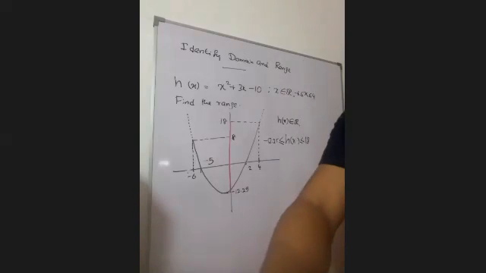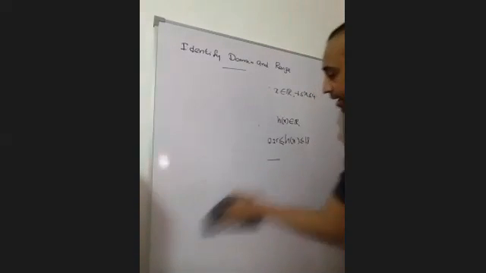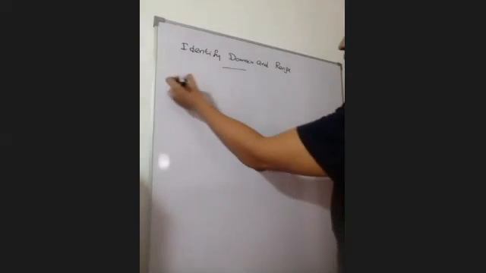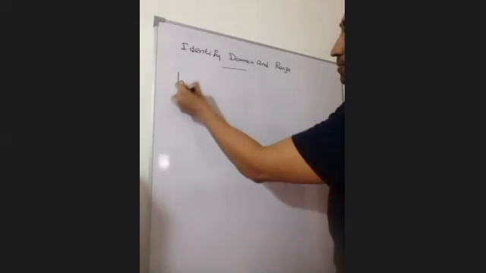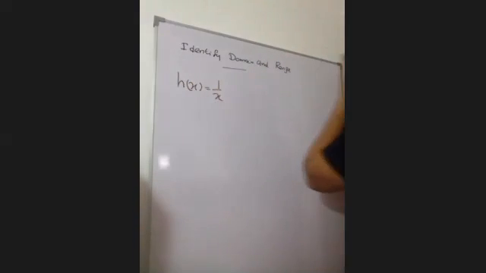Now let's come to the next part of the topic. We are analyzing how to find the domain and range of a function, the first part today. They have given a function just like this: h(x) equals 1 over x. So when you are working out with this 1 over x function today.